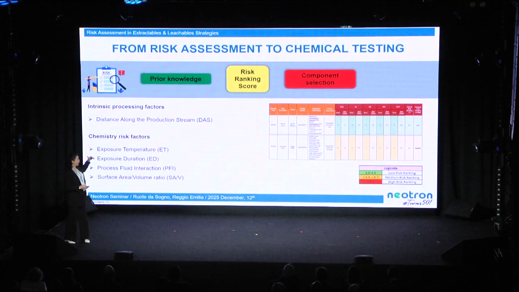So all the factors together give us as an output a score, a ranking of the possible risk. So we can have three main risks: the low risk, the medium risk, and the high risk. With a low risk, we can react only with a documental evaluation, while, of course, with a medium and high risk, we can move on with an extractable test, and so with the leaching part.